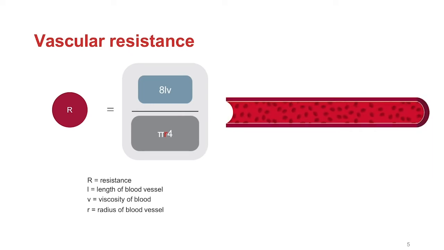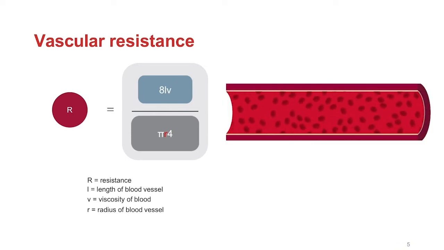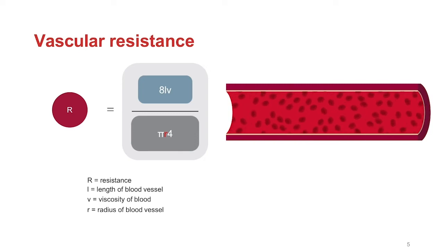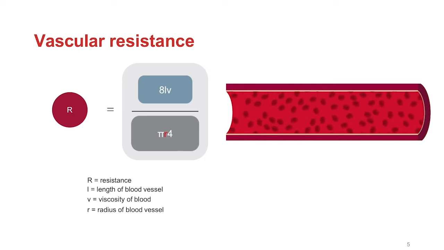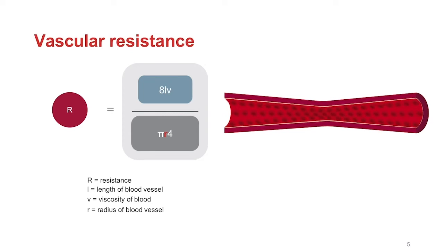As we increase the length of a vessel, resistance starts to increase. It's harder for blood to flow through it. As we increase the radius of a vessel, then flow increases, there's less resistance. And as we decrease the radius of that blood vessel, it's like having a constriction, and the resistance becomes much, much greater.